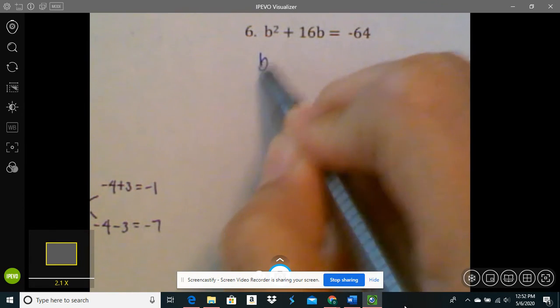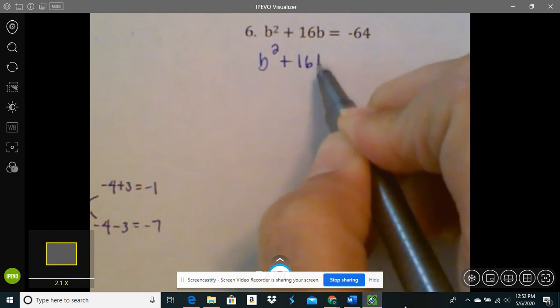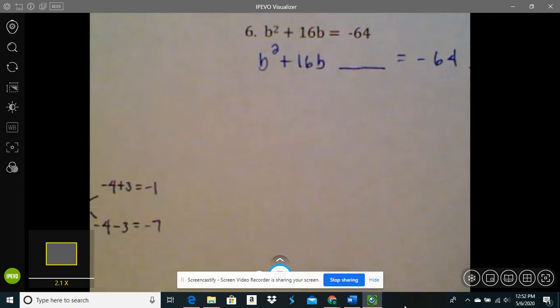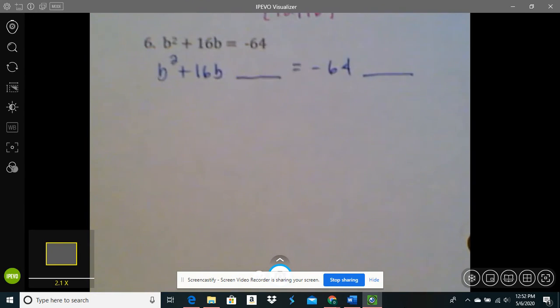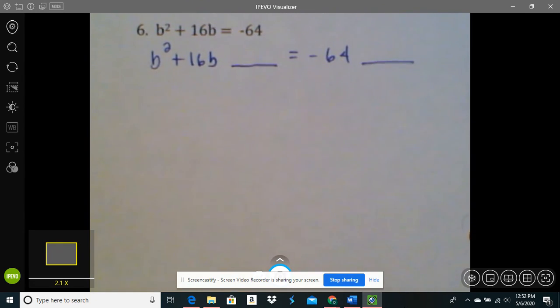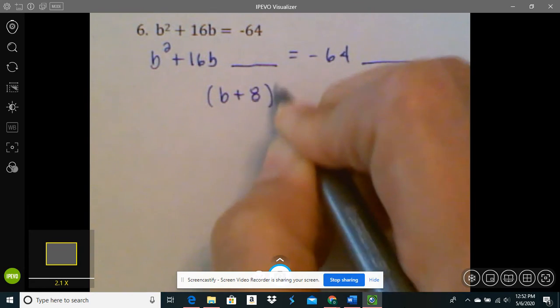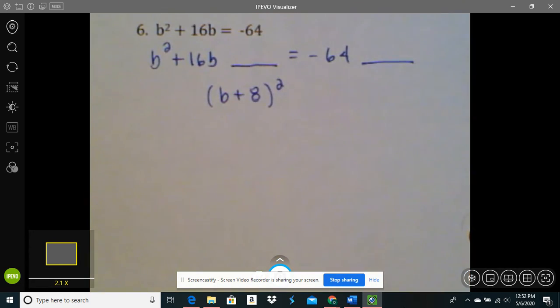I am going to leave some space here, though, because I really need that in order to add it to both sides. Okay, I'm going to do the same thing that I've been doing all along. All right, half of 16 is 8. 8 squared is 64.